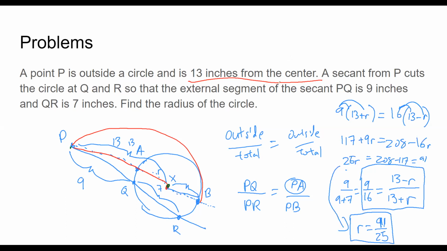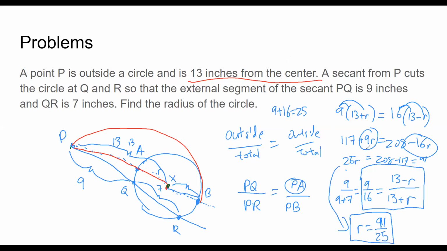Wait, so how'd you get 25 again? That comes from this: we have a 9R here and a negative 16R here. So I added 16R to both sides, and then 9 plus 16 is 25.